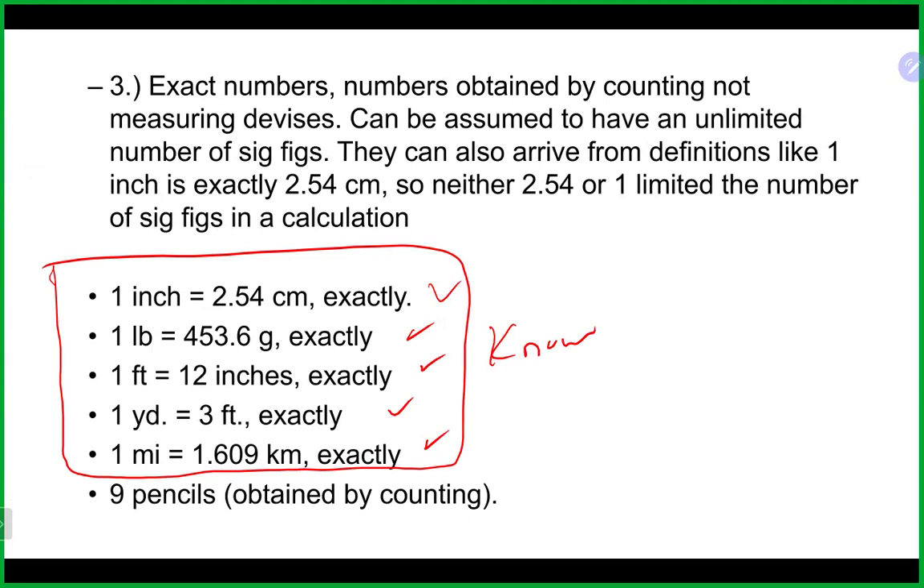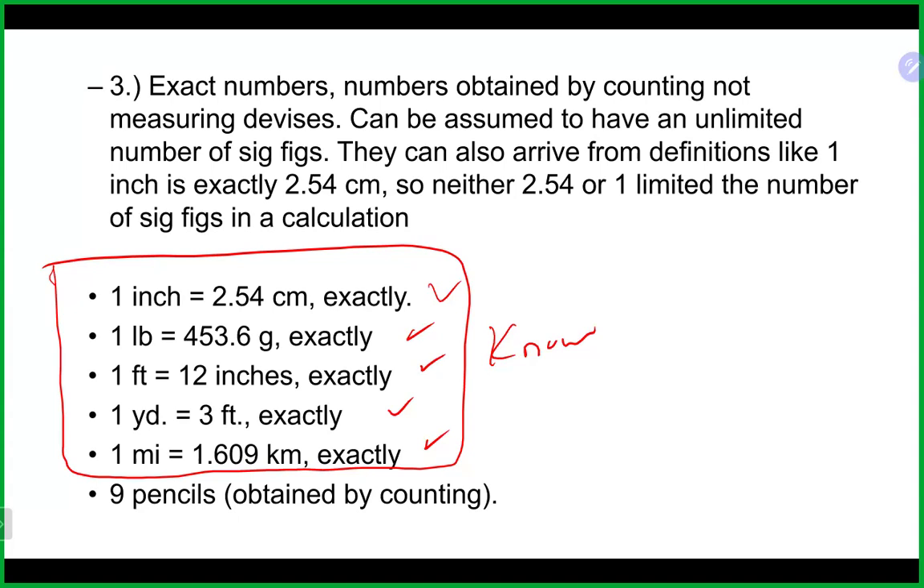Once again, 1 inch is 2.54 centimeters exactly. 1 pound is, they want you to use 453.6 grams. 1 foot is 12 inches. A yard is 3 feet, and 1.609 kilometers in a mile. 9 pencils is an exact number, but that's something you don't need to know. It's just an example of something that's counted.